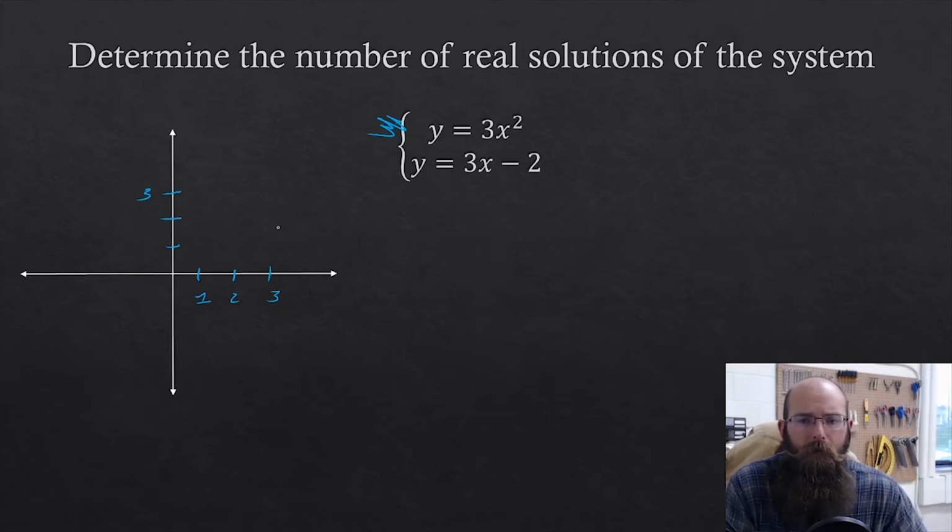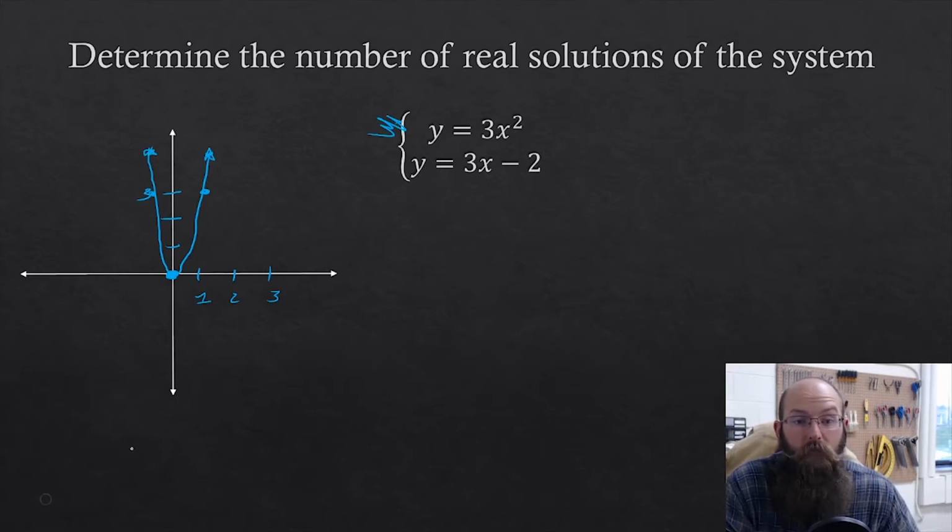This quadratic here, I am not shifted left or right, so my vertex is at the origin. And then I go up 3 and over 1. We're very steep. And then, of course, the same on the other side. So I have a very steep parabola right there. Then we need to go in and start looking at the other one.